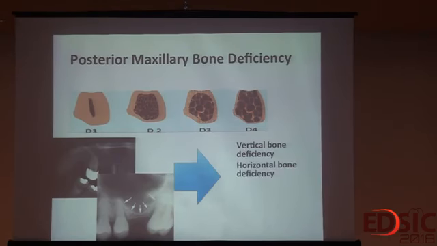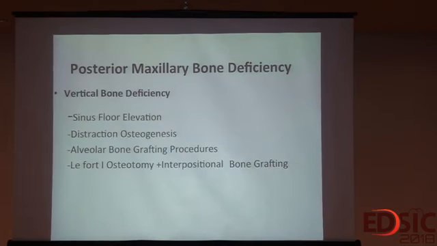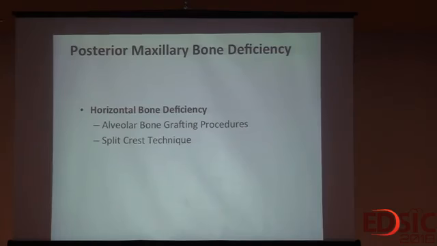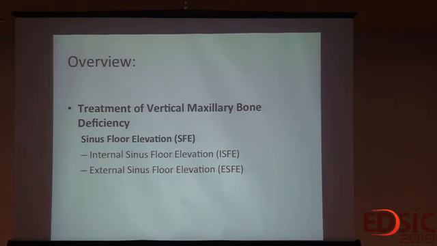Vertical, horizontal, or combined bone deficiencies can be corrected. Various techniques are used for vertical bone deficiencies. If we need 1 or 2 millimeters, we use internal sinus elevation. If we have big vertical bone deficiencies, we use Le Fort osteotomy and interpositional bone grafting. Depending on the size of the horizontal bone loss, various techniques are also used, such as split crest osteotomy, distraction osteogenesis, or alveolar bone grafting procedures. Today we will focus on sinus pneumatization, especially internal sinus elevation and external sinus elevation.